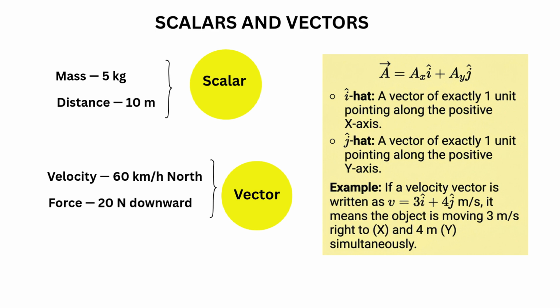A scalar only has magnitude. Example: mass 5 kg has a magnitude of 5. A vector has both magnitude and direction. Example: a velocity of 60 km/h north is a vector because the magnitude is 60 and the direction is north.